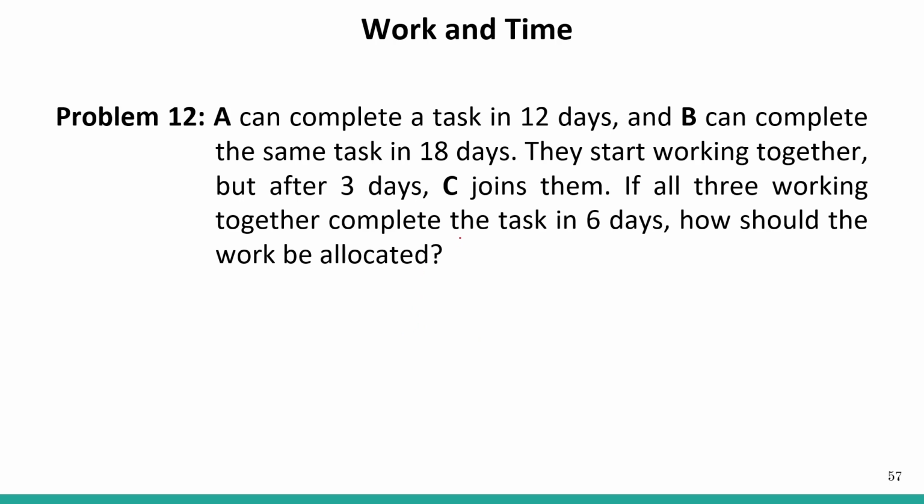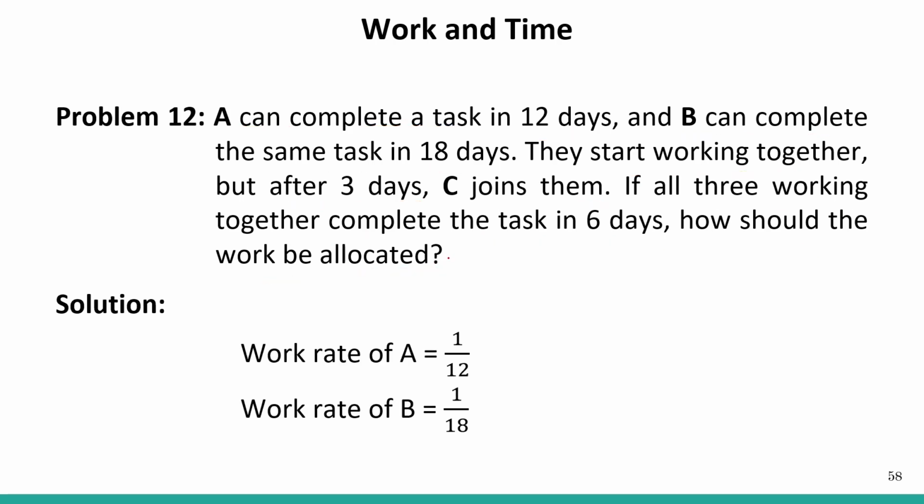So let's see problem number 12. A can complete the task in 12 days and B can complete the same task in 18 days. They start working together, but after 3 days C joins them. If all three working together complete the task in 6 days, how should the work be allocated? Okay, so let's go forward.